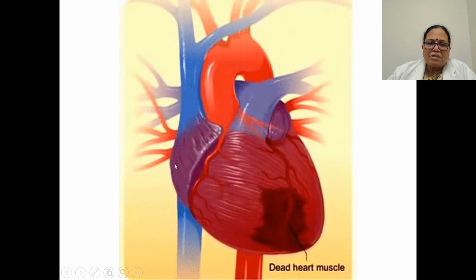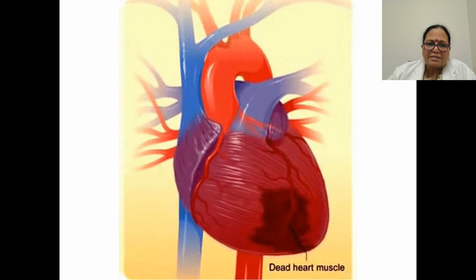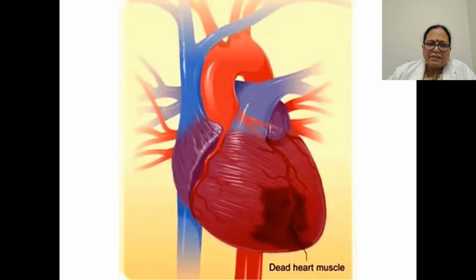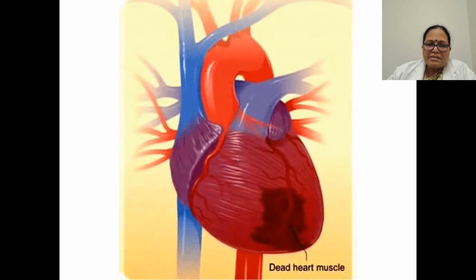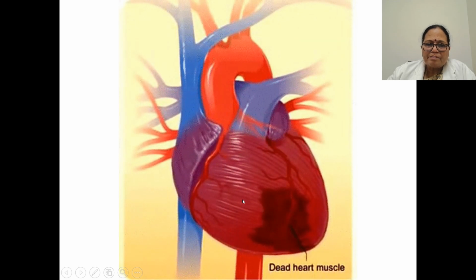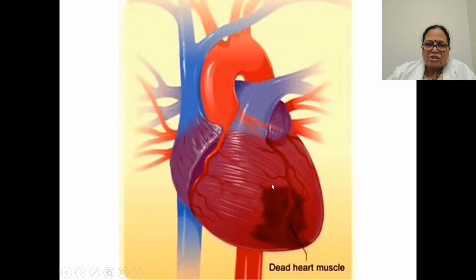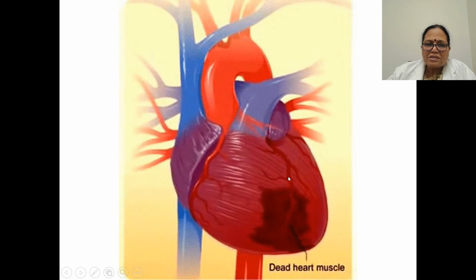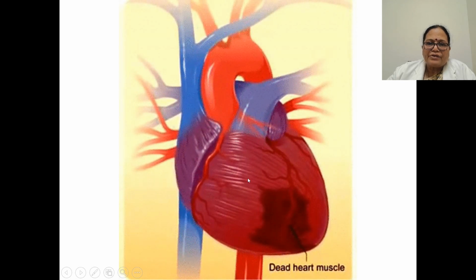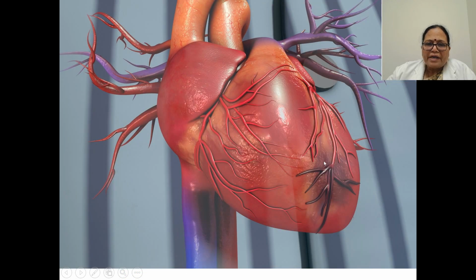So just look at what is happening. This is the heart. The heart is still beating, whereas there is dead heart muscle you're seeing here as a discolored patch. There is an infarction here and there was atherosclerosis. Can you identify this vessel? This is the coronary artery. So again, this is the part of the infarct area in the cardiac muscle.